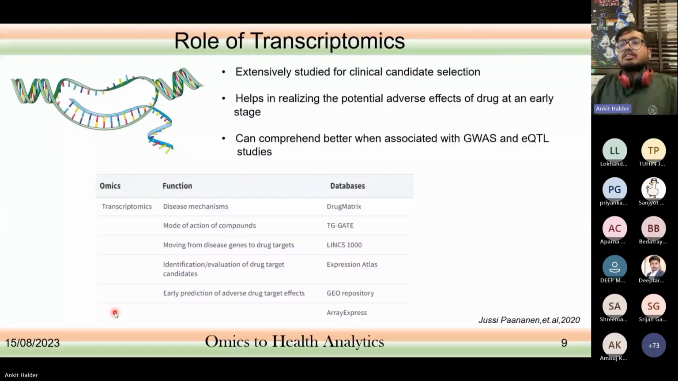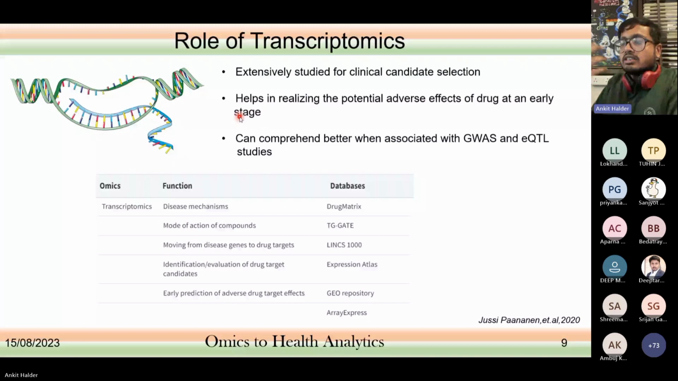Now, what is transcriptomics? Genomics is mostly static and it gives us the information related to mutations and SNPs. But when we start moving on with transcriptomics, there are changes in the abundance levels at the particular cellular level, which further takes you to the expression level. So here the role of transcriptomics is very crucial, not only for identifying but for understanding the potential adverse effects of the drugs in an early stage.